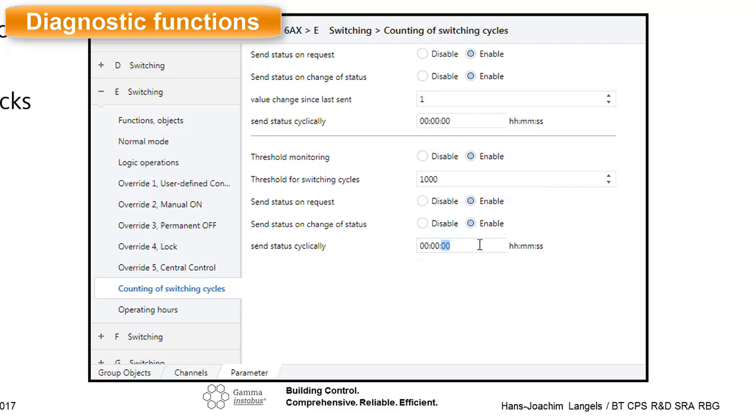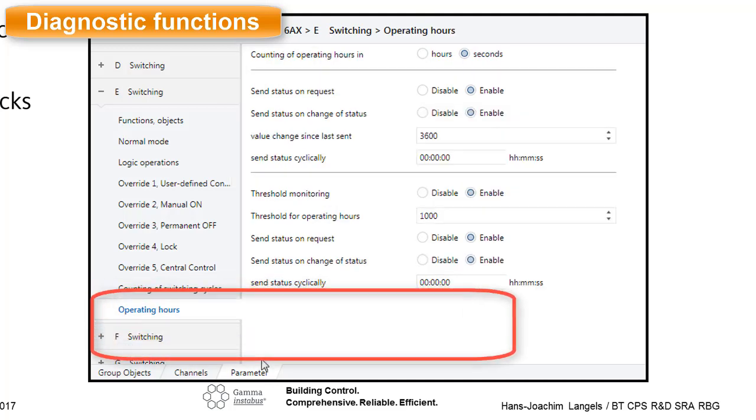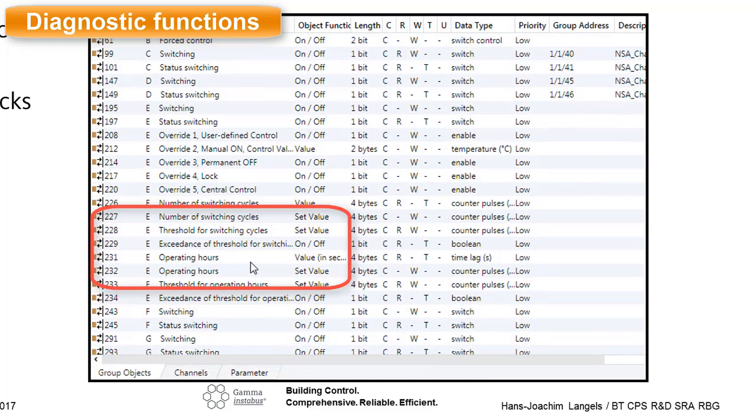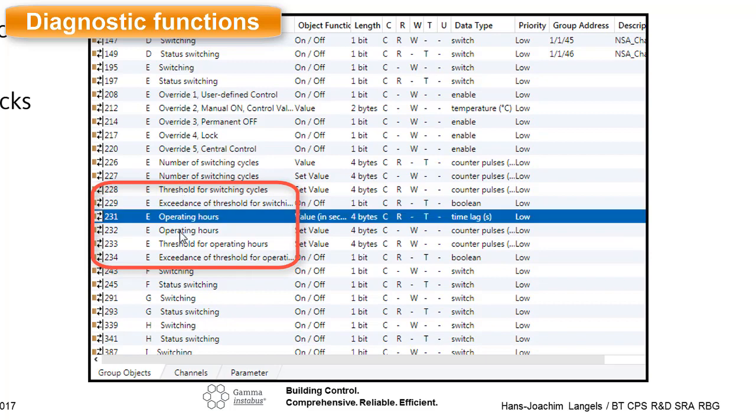Each channel also has 2 counters, for operation time and for switching cycles. Like already described, the counter values are handled like status objects. The counters can be reset, and variable thresholds via object can be applied. There is also an alarm object which sends a message when the threshold is exceeded.